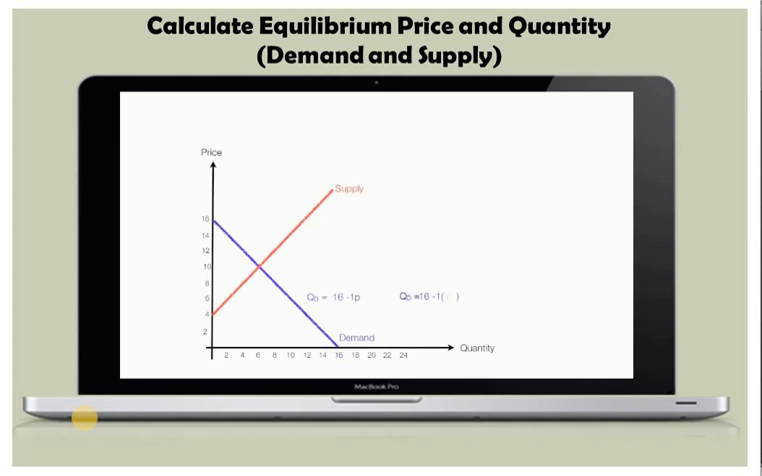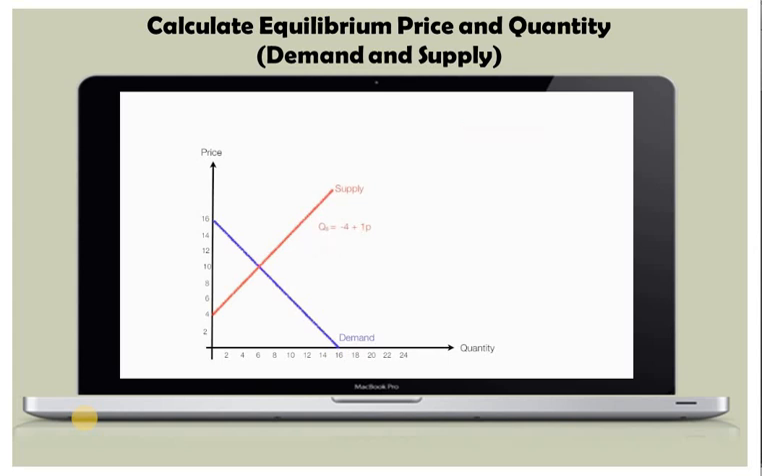Now let's say price is 16. Very expensive. How much will people want? So I put the price into the equation. Quantity demanded is 16 minus 16. Quantity demanded is equal to 0. At a price of 16, people will buy nothing. We can do the same thing for quantity supplied. The slope of the line is a positive 1, that one right there.